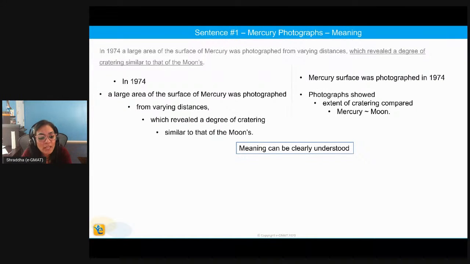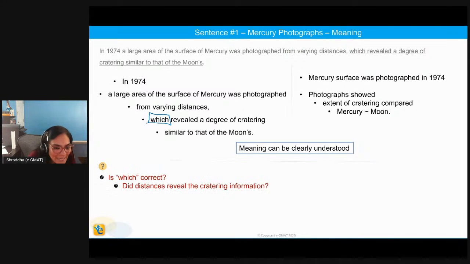Now, the second step is to figure out if the sentence is grammatically correct. Let's ask ourselves, is the use of this which modifier correct over here? Well, we know that which is a noun modifier, modifying the preceding noun. So the way the sentence is written, it's saying that it is the varying distances that revealed a degree of cratering on the surface of Mercury.